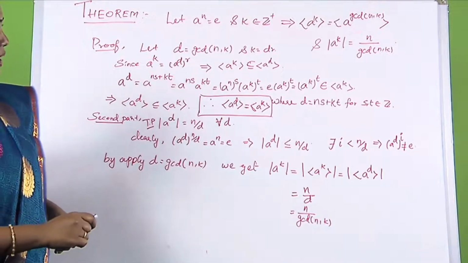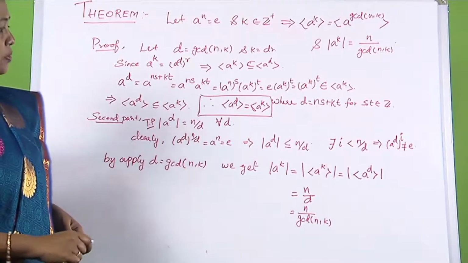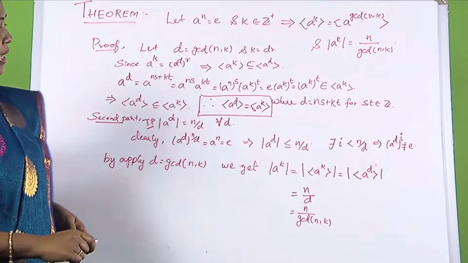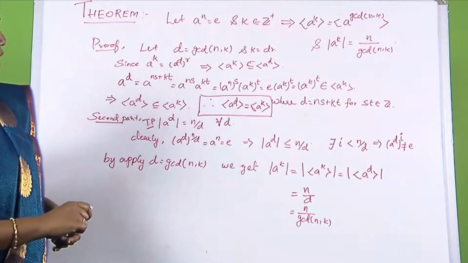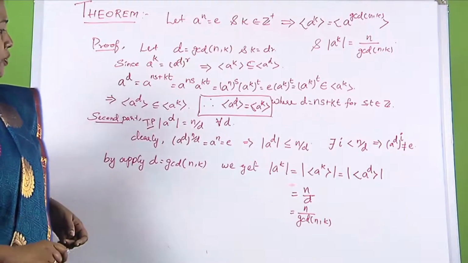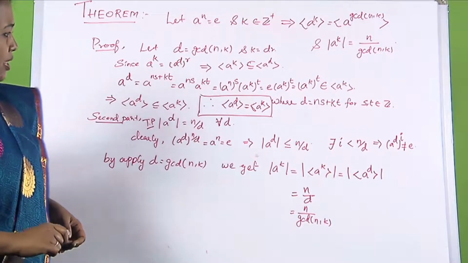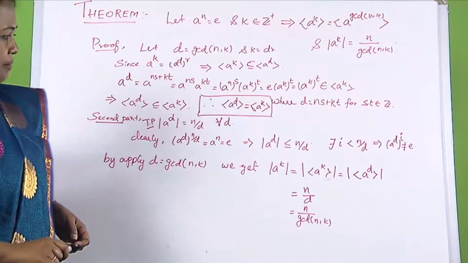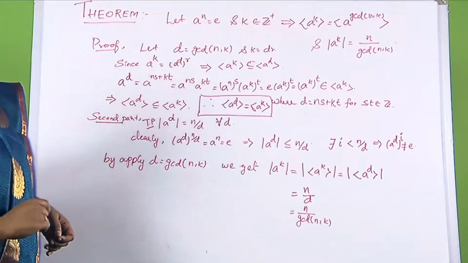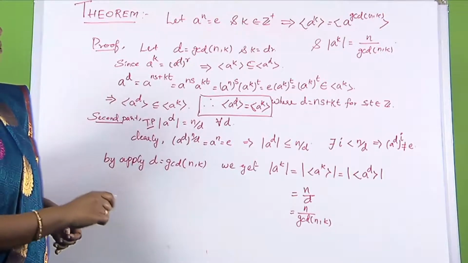Now, I am going to prove this part. The order of a power k is equal to the order of the group generated by a power k, which is the same as the order of the group generated by a power d. This is from the statement that the group generated by a power d is the same as the group generated by a power k, and therefore the orders are the same. We have just proved that the order of a power d is n by d, and therefore that is equal to n by GCD of n comma k, because d is equal to GCD of n comma k. Now we have proved the statement of this theorem.